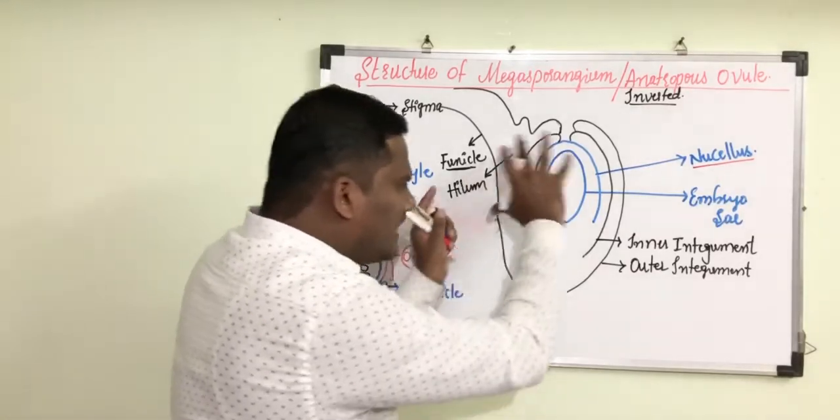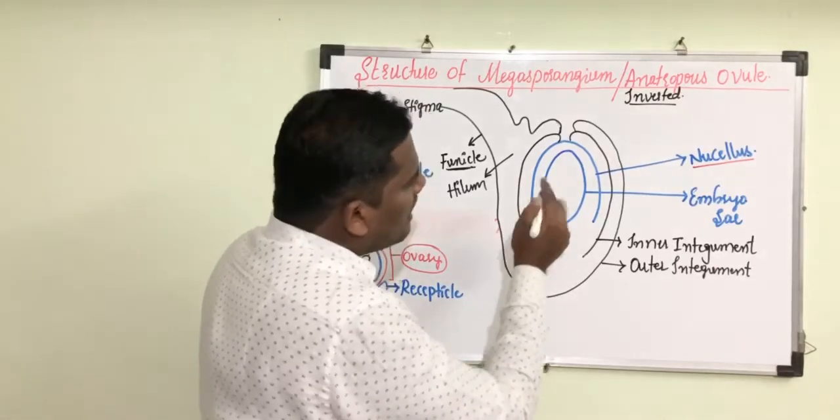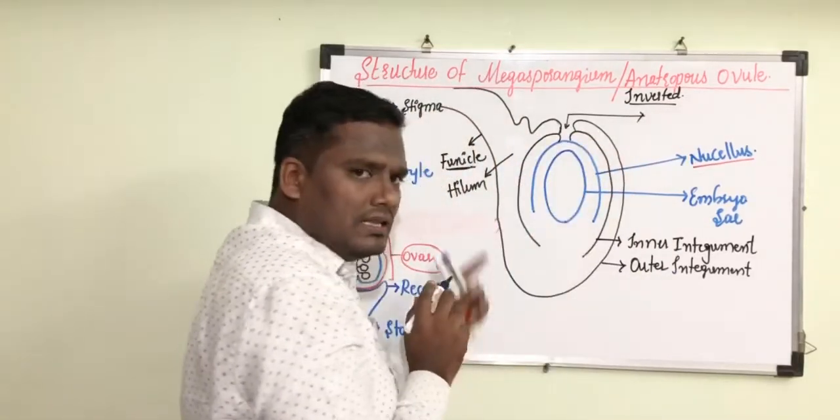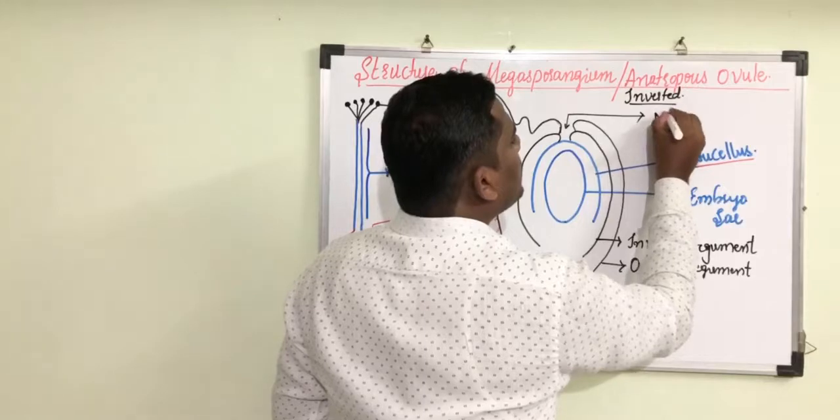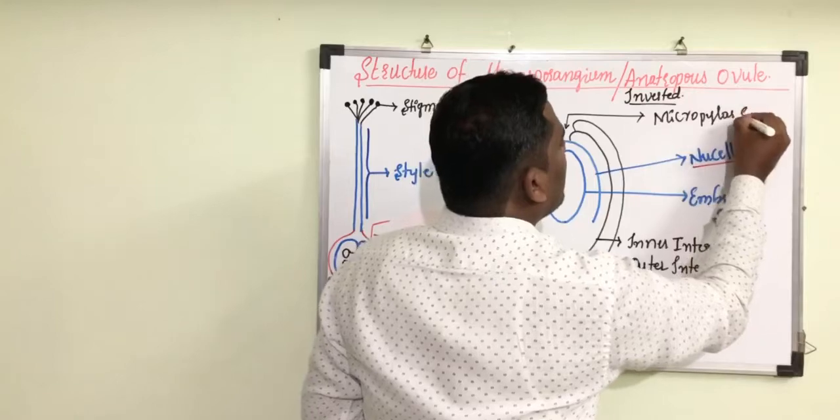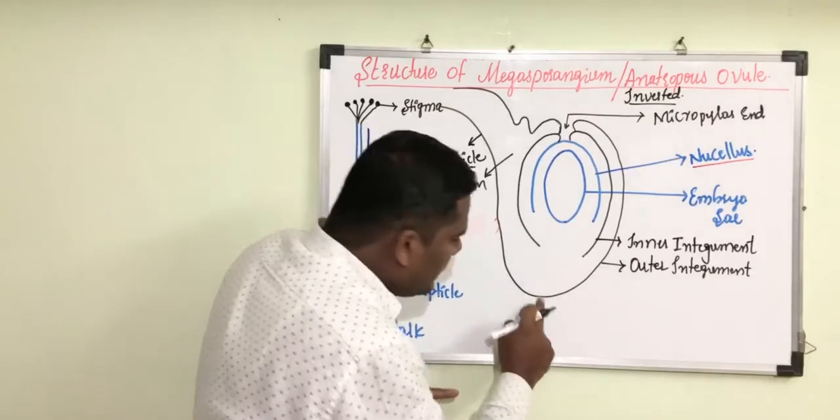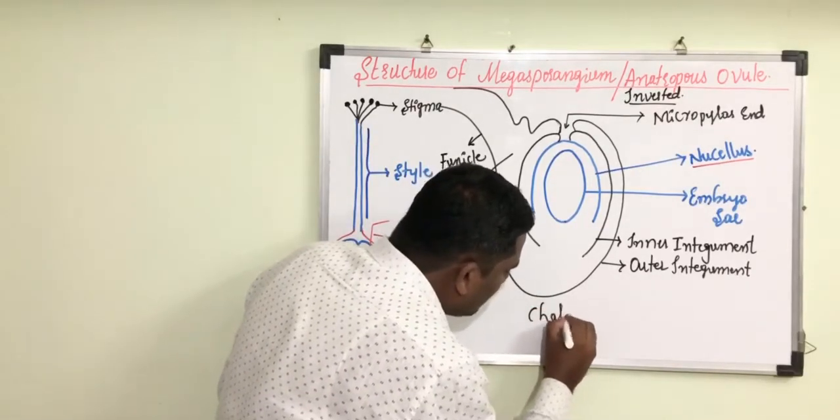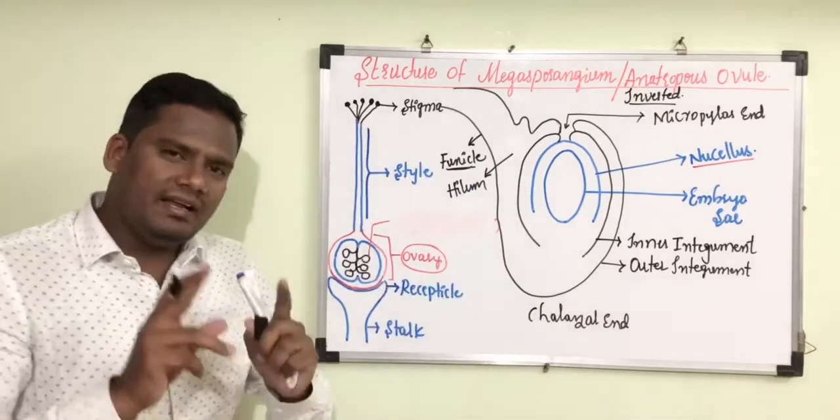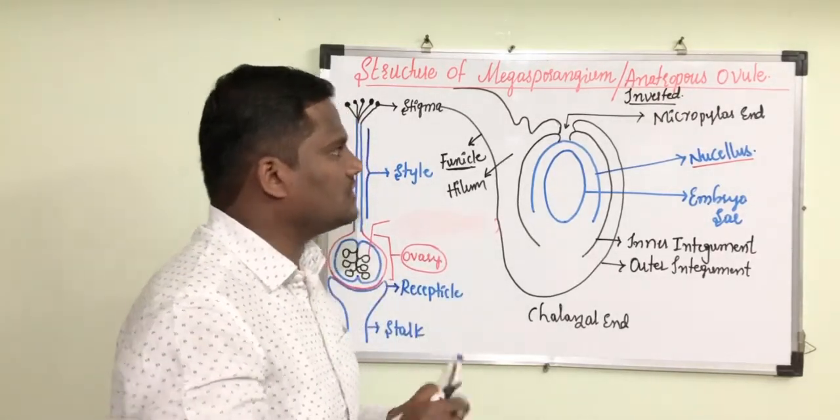Now, the entire ovule, which is an inverted, anatropous ovule, forms a mouth kind of opening here. This opening I'm talking about is called the micropylar end. And opposite to the micropylar end, we have the chalazal end. This is the detailed structure of the anatropous ovule in angiospermic plants.